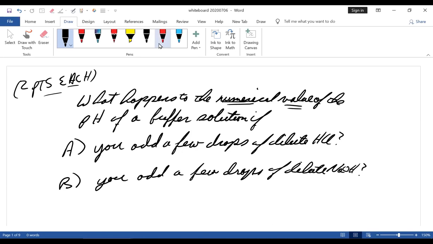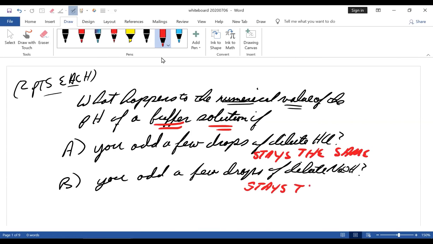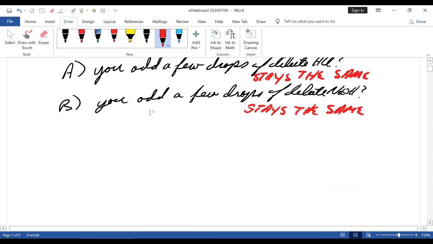Now, the important thing here is buffer solution. A buffer solution resists a change in pH if you add a small amount of an acid or base. So therefore, the answer for A is, it stays the same or does not change. What's the answer for B? Same thing. It stays the same.